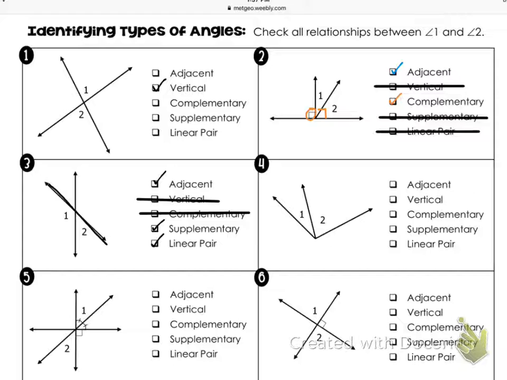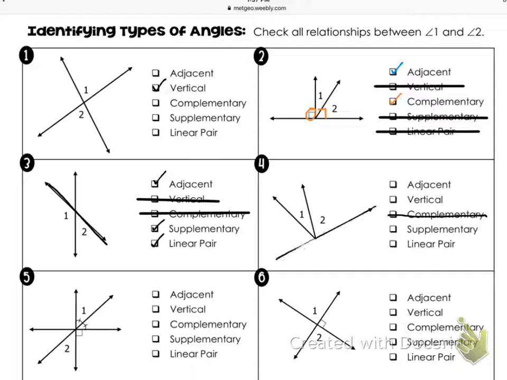All right, so now let's look at number 4. I'm looking at angles 1 and 2. One thing I would want to look for is, do they have a measurement there? Is that 90 degrees? Not necessarily. It may be like 91 degrees, 92 degrees. We're not really sure. So that automatically knocks out the complementary.